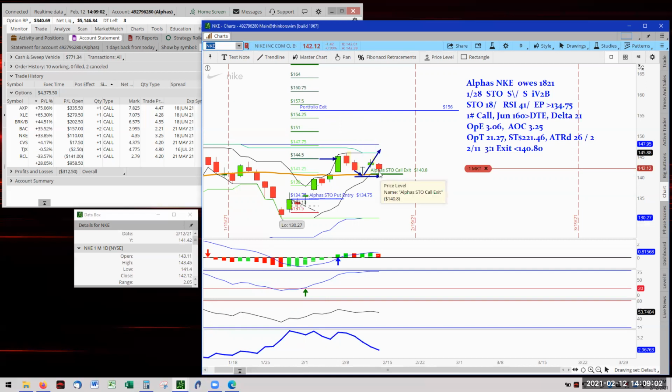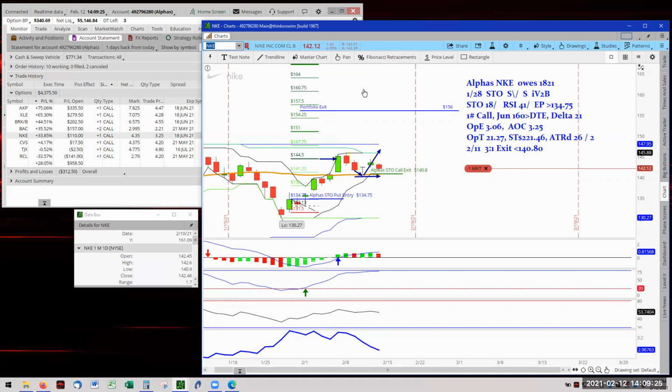Now we have a drop down, but our exit is right here. This is our exit, 140.80. It comes down to 140.80. It's going to take us out of the trade and produce what little profit there is and shave off the 1821 and get ready to do it all over again. Remember the five rules. One, protect capital. Two, take profit.